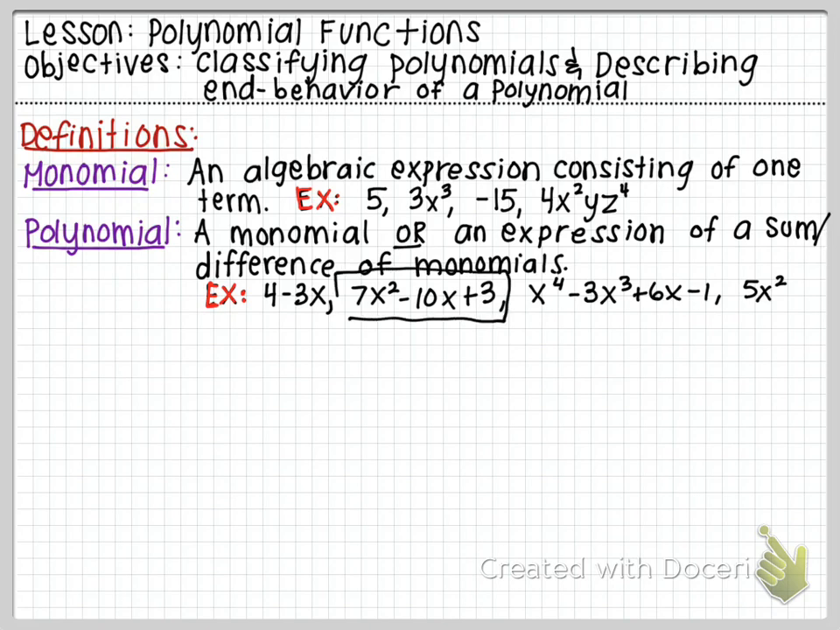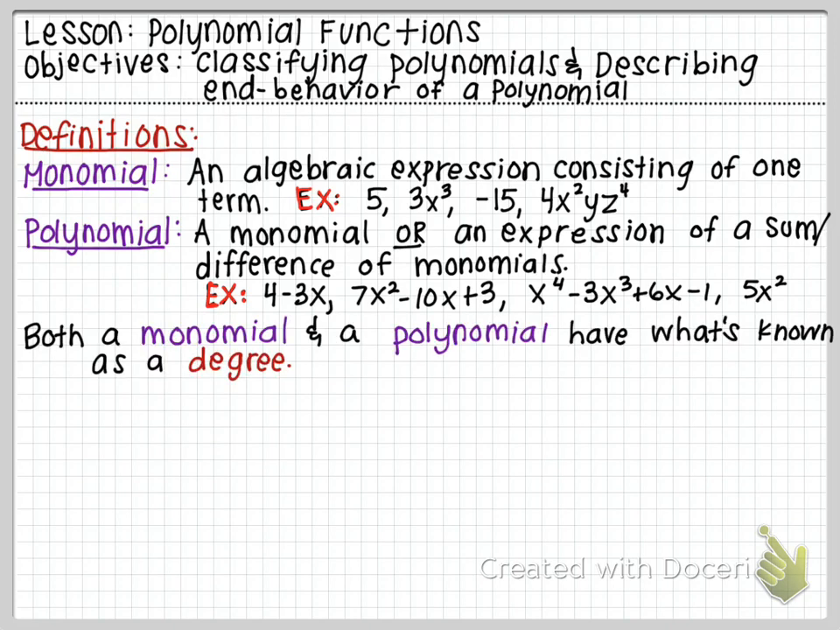Here, 7x squared is a monomial, and that's a monomial, right? So together, it's a polynomial. Same thing here, right? And then here's a monomial, because a polynomial could be just a monomial or an expression of a sum or difference. Okay, so those are just definitions.